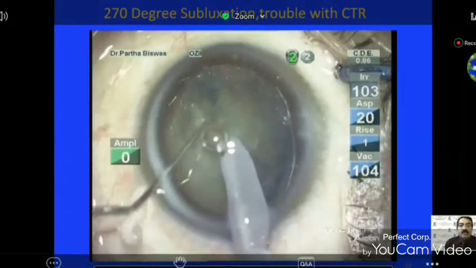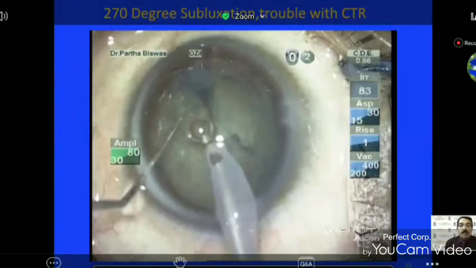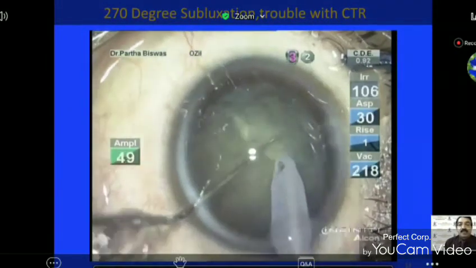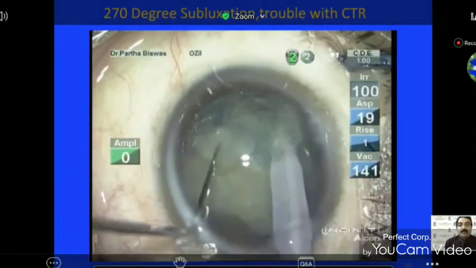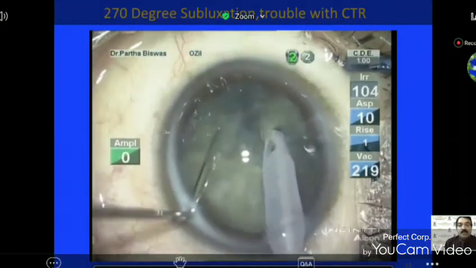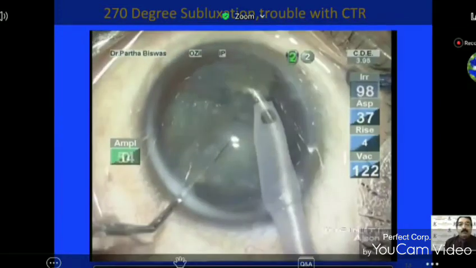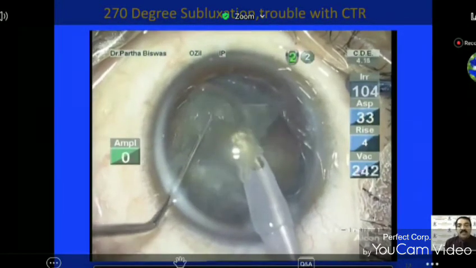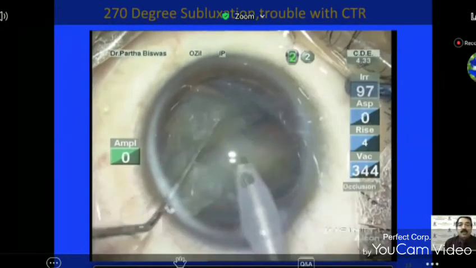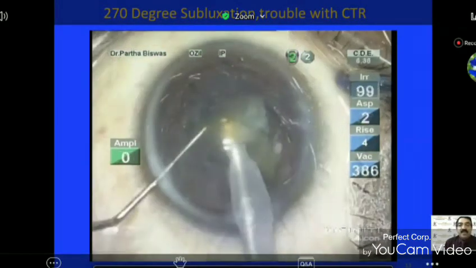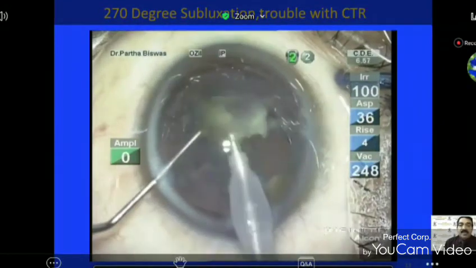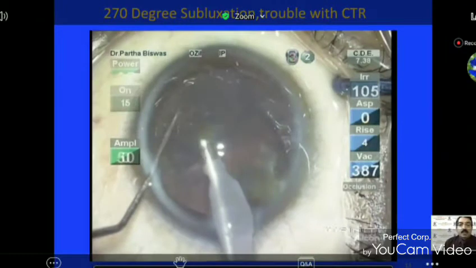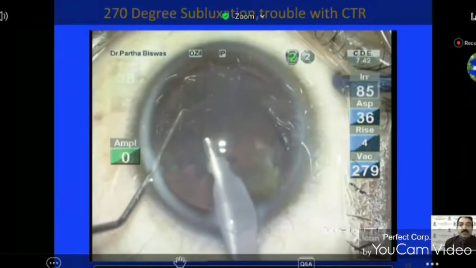Then, of course, the next part is nucleus management, which is important because the nucleus is quite widely subluxated. We chop it into small pieces, removing one piece after the other, keeping a good view of the anterior chamber, being very watchful if any vitreous comes in. If at any time vitreous comes in, the next step has to be vitrectomy, and only after a good vitrectomy can nucleus management be done again.